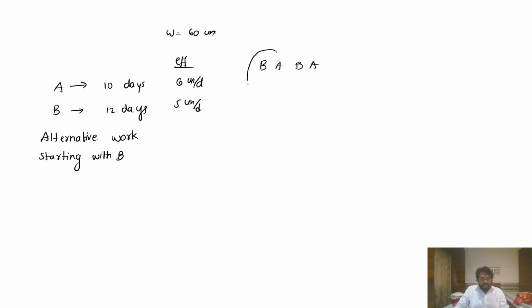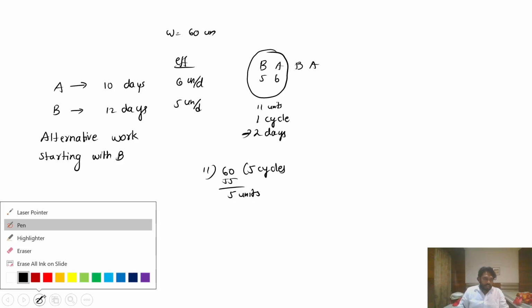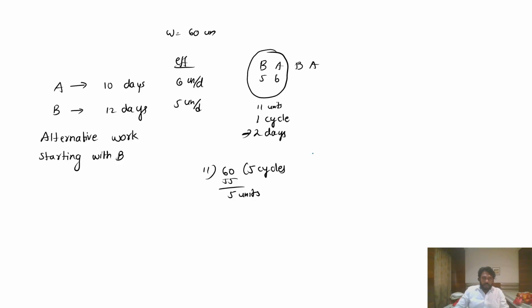Now look here, guys. B is capable of doing 5 units, A is capable of doing 6 units. So 11 units are completed in one cycle, and how many days? 2 days. I'll take 60 divided by 11, 11 fives are 55, and the work remaining is 5 units. So this is 5 cycles. Each cycle is how many days, guys? 2 days. So 5 cycles would be 5 into 2, which is 10 days.